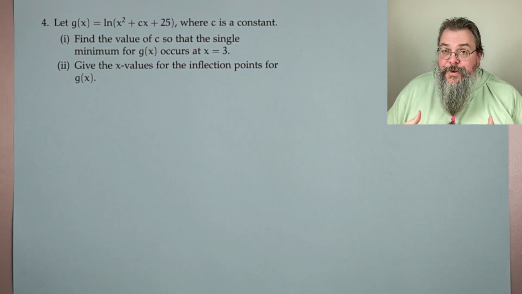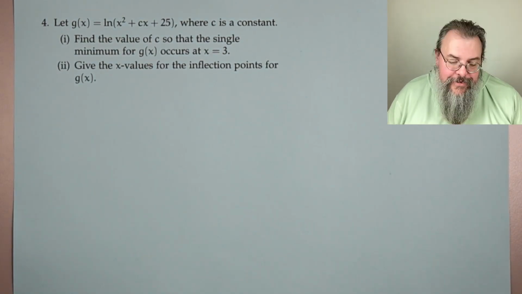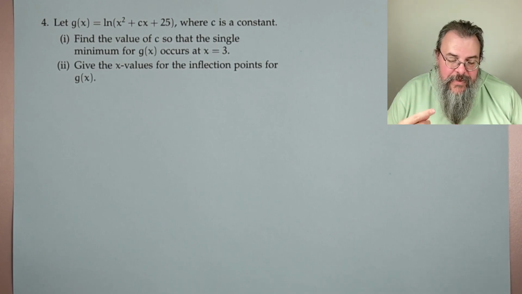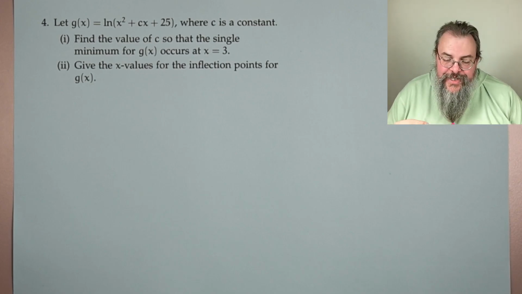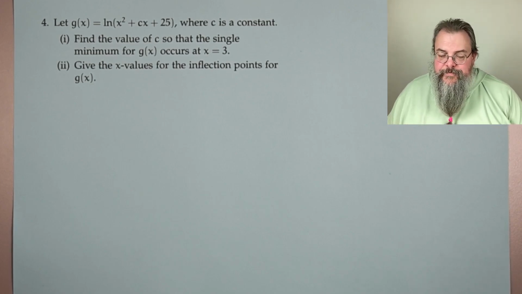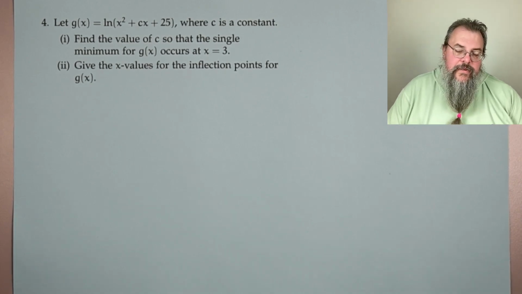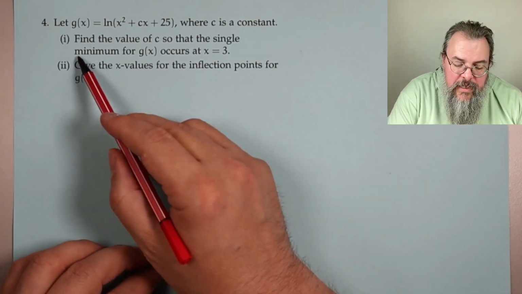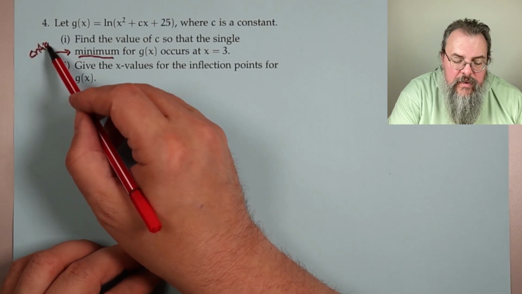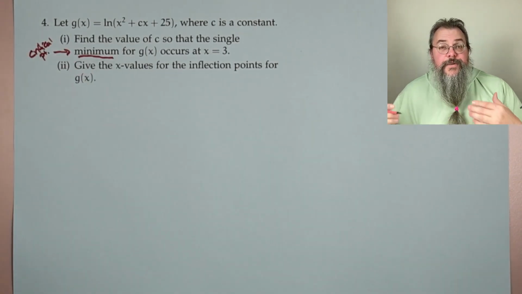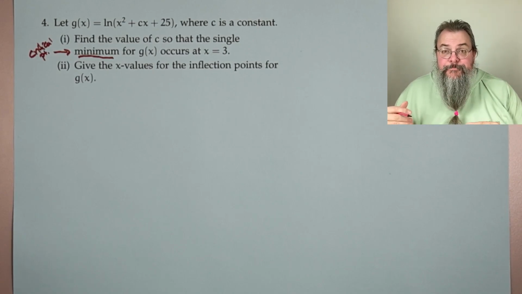Let g of x equal log of x squared plus cx plus 25, where c is a constant. Two parts. Part 1. Find the value of c so that the single minimum for g of x occurs at x equals 3. Okay, well, let's think about what's going on here. So there's a minimum, and so that tells us, oh, that's got to happen at a critical point, because the only places where minimums can occur is a critical point. So it's telling us that there has to be a critical point at 3.